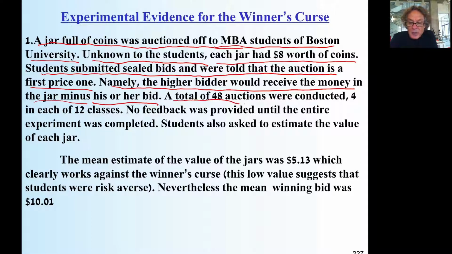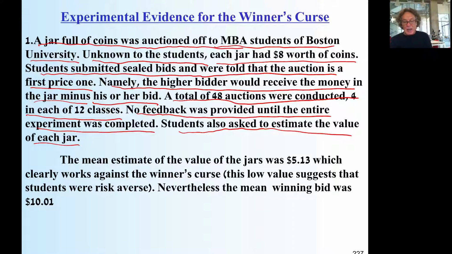A total of 48 auctions were conducted, 4 in each of 12 classes. No feedback was provided until the entire experiment was completed. Students were also asked, in addition, to estimate the value of the jar. So they asked them to do 2 things. What do you think you have there? And then how much do you want to bid for this? So 2 things: how much you really think, and obviously in a first price auction you have to bid below that.